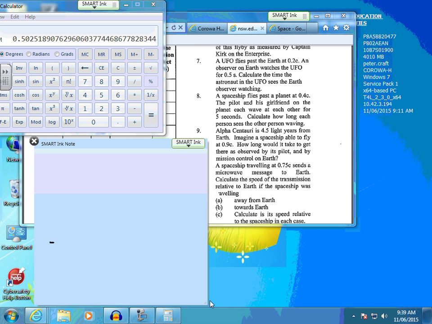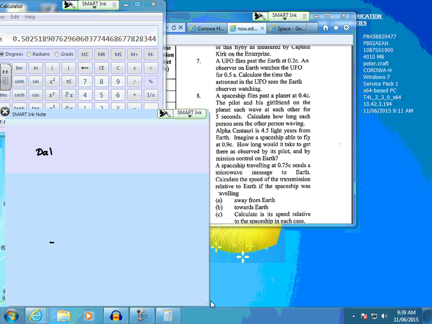All right, let's do what we always do: you put your data in. So my data in this case, for number 9, about Alpha Centauri. Alpha Centauri is 4.0 light years from Earth. Imagine a spaceship is able to fly at 0.9 c. So that's the velocity of that spaceship. How long would it take to get there as observed by the pilot, and by mission control on Earth? So you want to know about T_v and T_0.